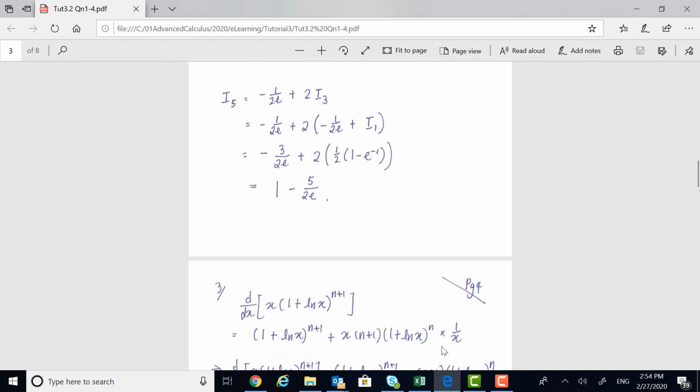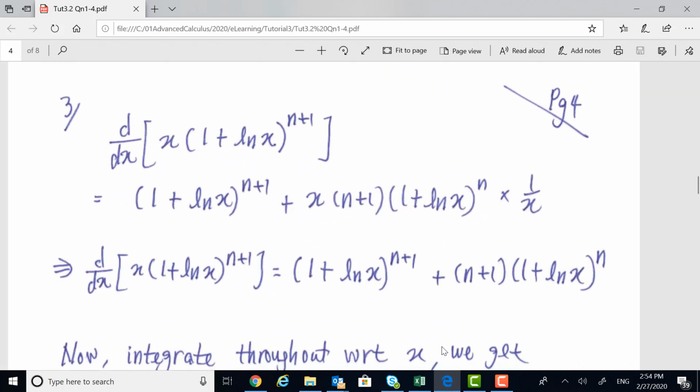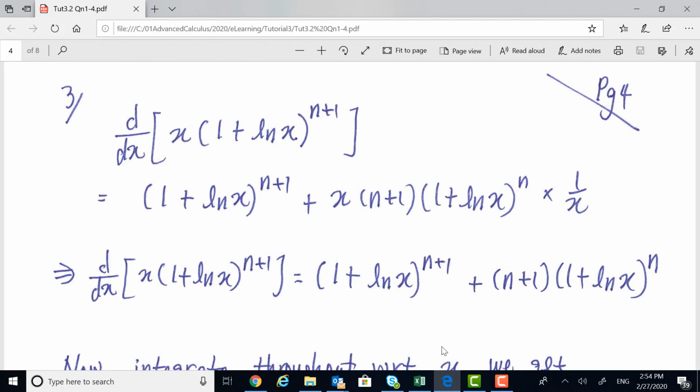Moving on to question 3. In question 3, you are given a hint. It asks you to first and foremost differentiate this expression. This expression can be differentiated using the so-called product rule. Differentiate, keep, plus keep, differentiate this expression. How to differentiate this expression? Bring down the power, copy the same, power less 1, times differentiate the inside, which is 1 over x.